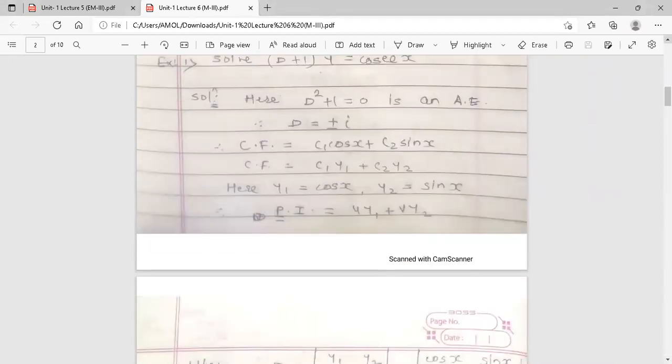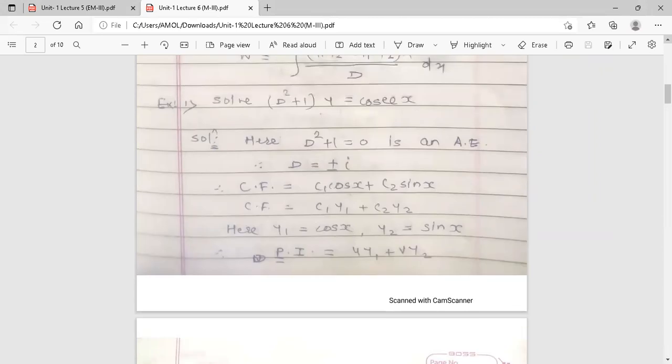Now, the example is here. Solve (D square plus 1) into y is equal to cosec x. This is the reduced form of the LDE, meaning it is in the form of phi of D into y is equal to f of x.